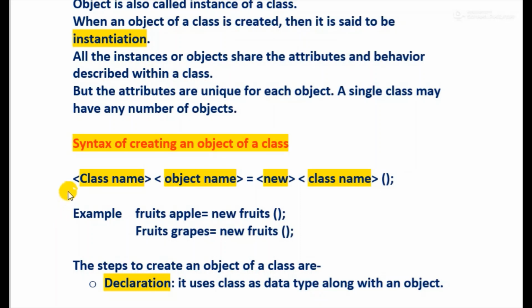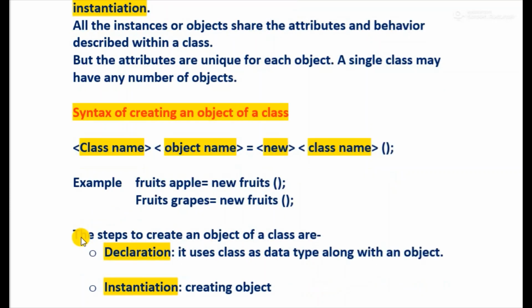This is the syntax. First of all, we have to write the name of the class, that is the class name. Second, the object name equal to new, then the class name, then brackets and a semicolon. So this is the syntax of creating an object of a class. We can see some examples here.